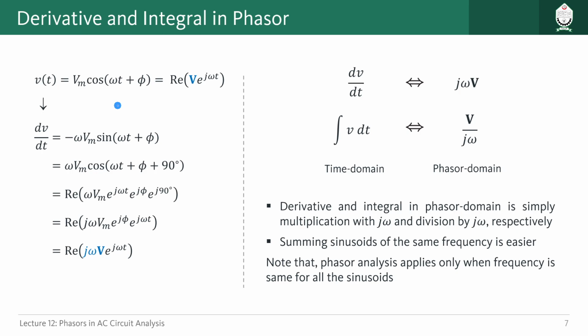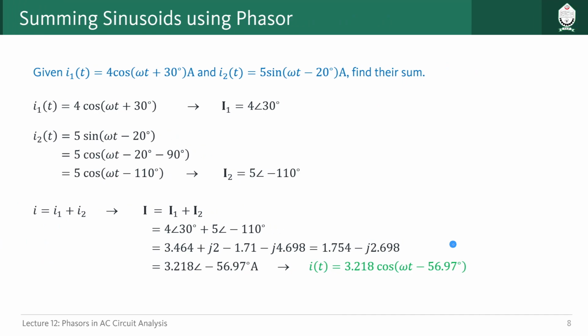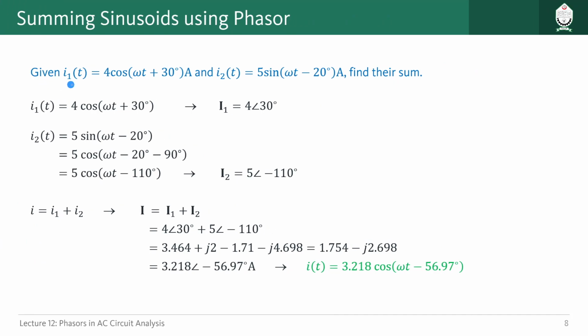Now let us look at this second benefit we had discussed earlier. Okay, so here you can see we have this problem where we have two different sinusoids, the current I1, this one, and current I2, this one.